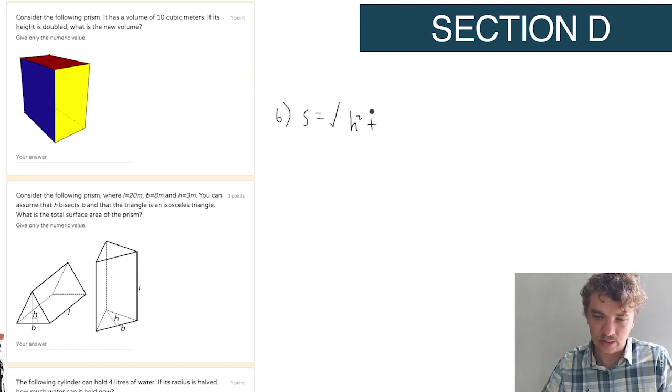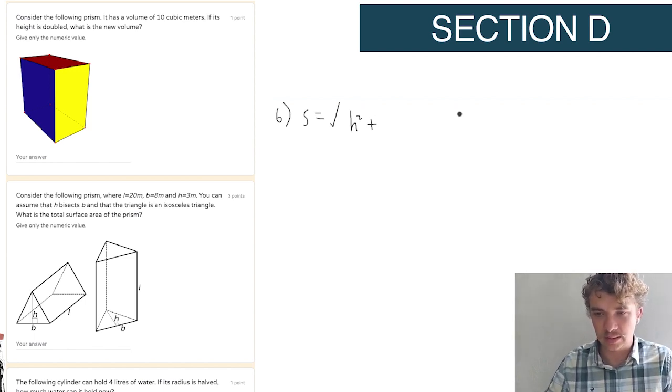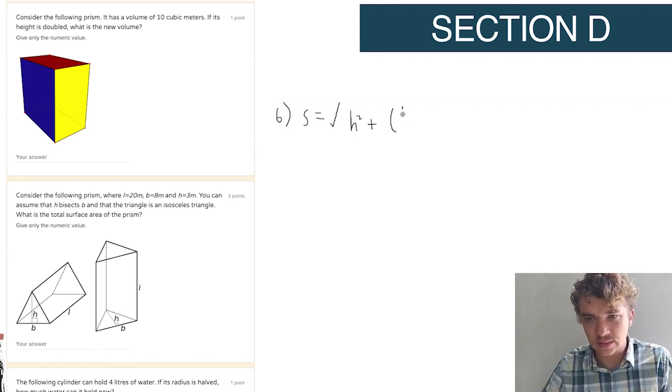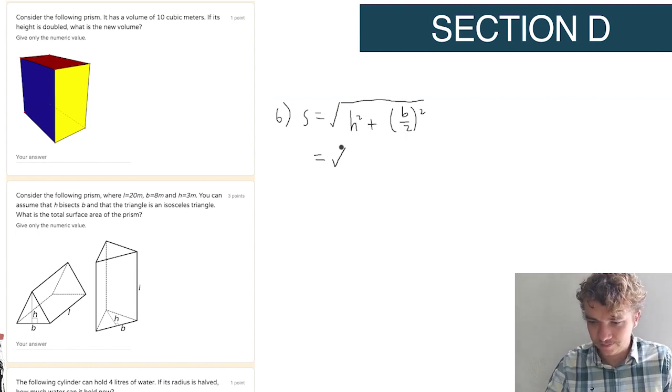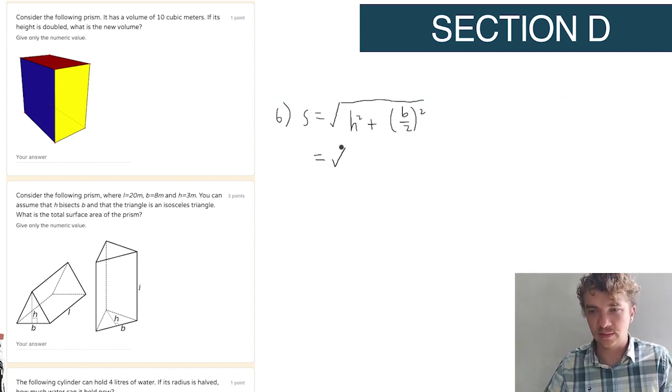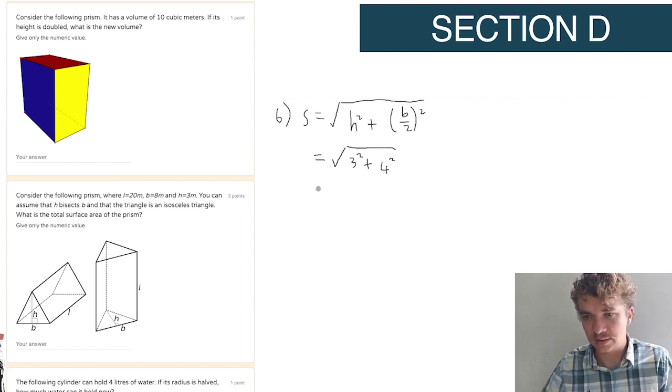now b over here, we have b, but it's not the whole of b. We actually know that h bisects b, and b is equal to 8, but I'm just first going to write it like this. So it bisects b, which means we have b over 2 squared, and then the square root of everything. Now they gave us h as 3, so we have 3 squared plus, and then b over 2 is 4, because b is just 8, so then we have 4 squared. And if you calculate this, you'll find that S is just equal to 5 meters.